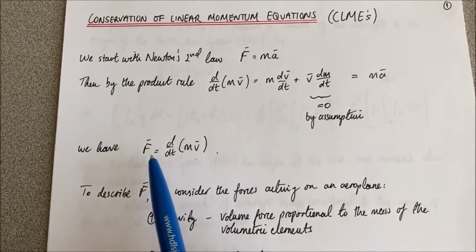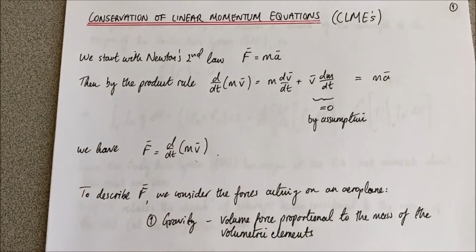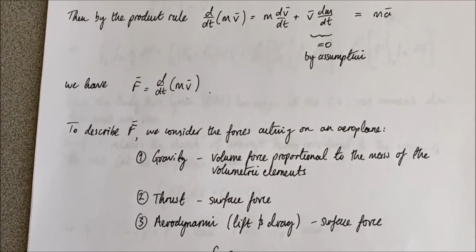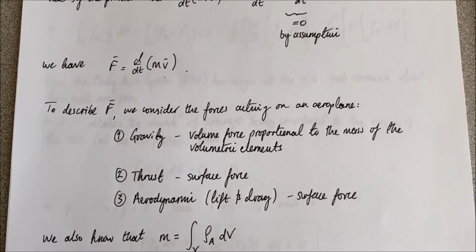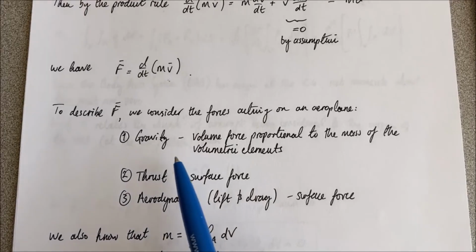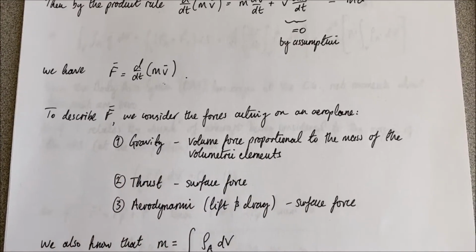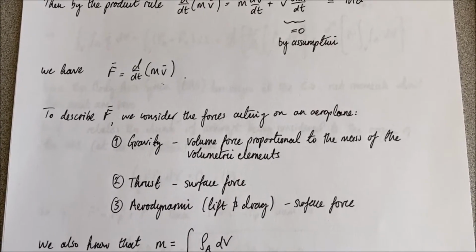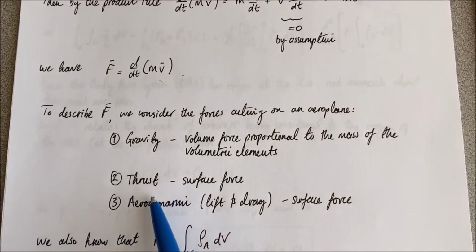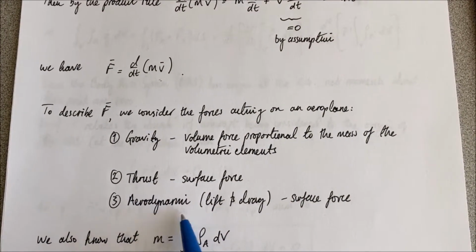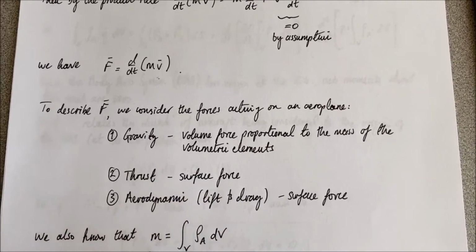Now, in order to define what goes into our force vector here, we need to think about the forces that are actually acting on our aeroplane. So we have three different types of force that are acting on our aeroplane in flight. We have gravity, obviously, and that's a volume force, right? Because it's proportional to the mass of the volumetric elements of the aircraft. And we also have thrust forces and aerodynamic forces, which we describe as lift and drag, right? And they're both surface forces.